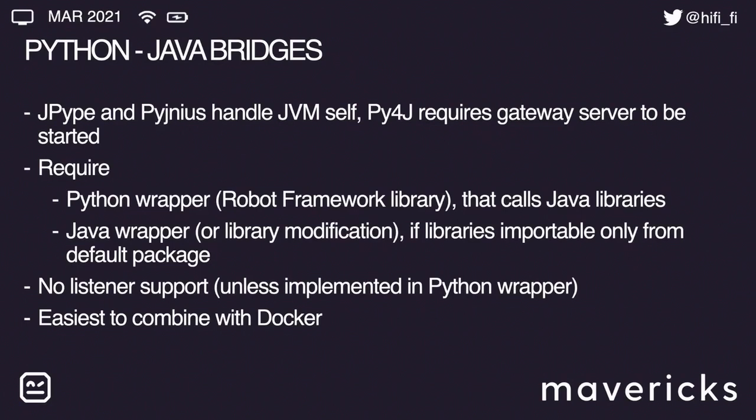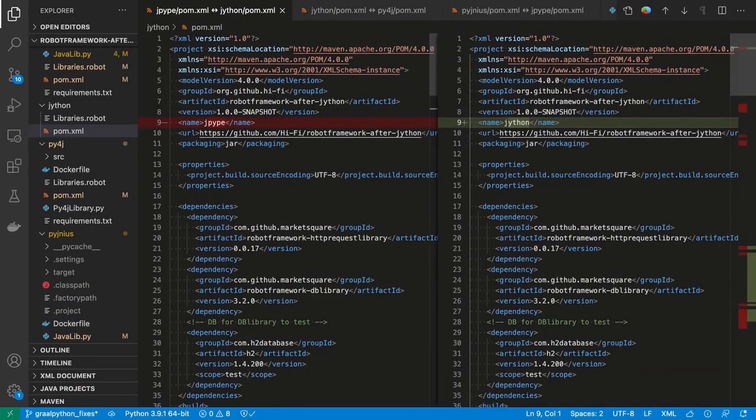And none of these options offer direct listener support. So if your Java library uses a listener, that has to be separately implemented in the wrapping Robot Framework library written in Python. And these are easiest to combine with Docker, because these require some sources and compilers to be able to work. But on the code side, these are quite simple.